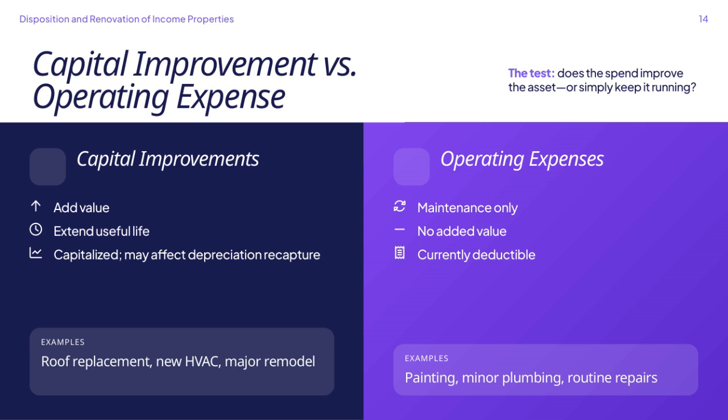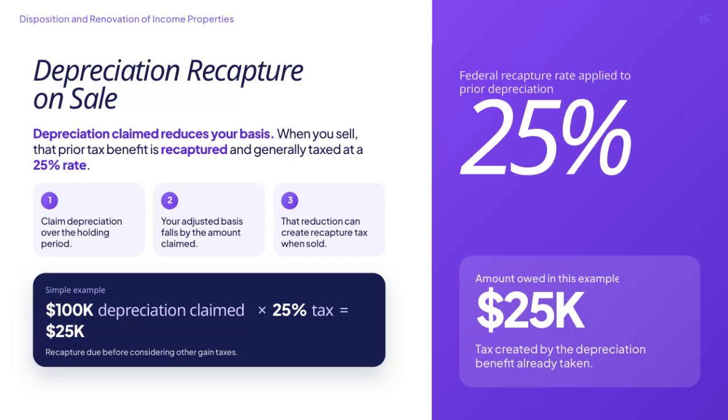When you claim depreciation on a property, it reduces your adjusted basis in that property. This is important because when you sell, the IRS requires you to recapture that depreciation. Essentially, the tax benefit you received earlier by claiming depreciation is now taxed, usually at a rate of 25%. Here's how it works step by step.